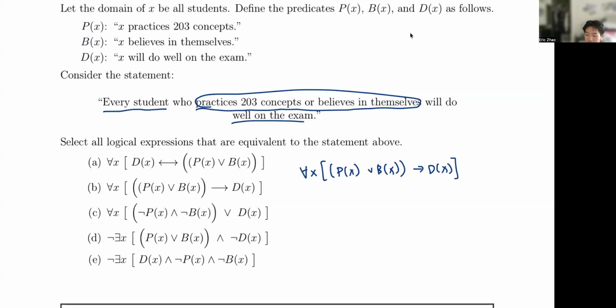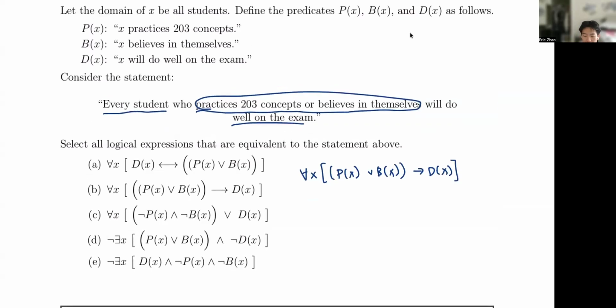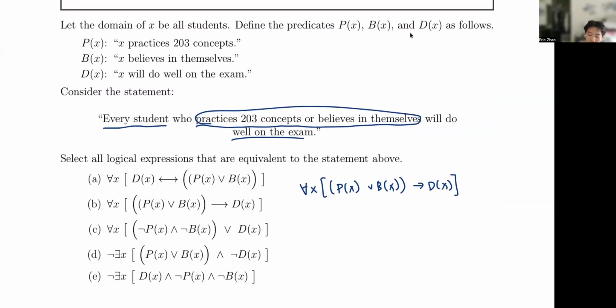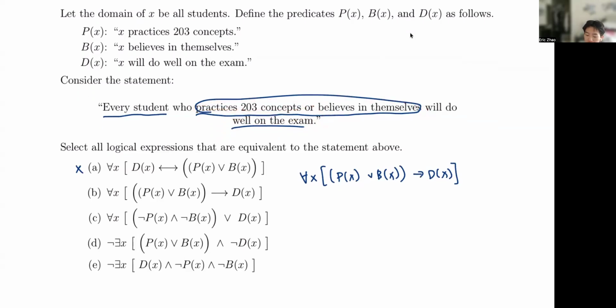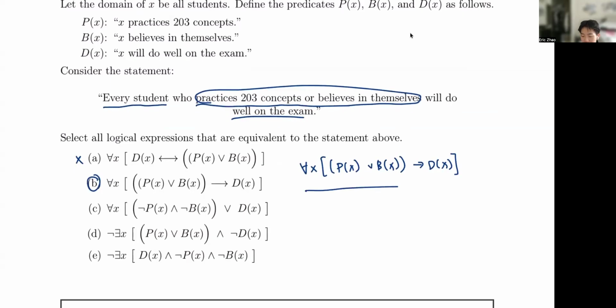So this is what we have, and let's go through each choice and see which ones are logically equivalent. Of course, A doesn't work because we're not using an if and only if. We only have an if-then. People who practice two or three concepts or believe in themselves will do well on the exam. The other way around, people who do well on the exam don't necessarily have to have practiced the concepts or believe in themselves. So based on our proposition, B is correct. It's identical to what we have over here.